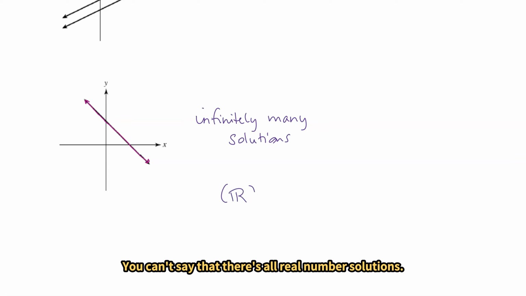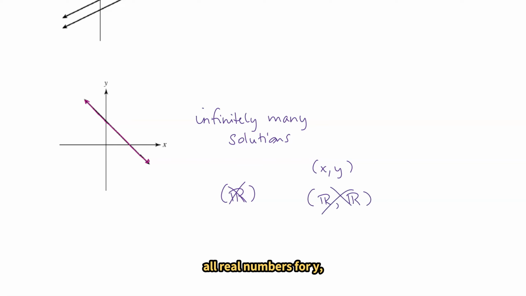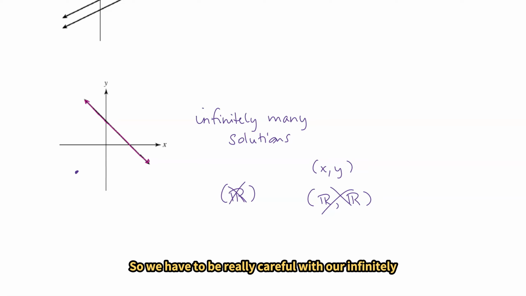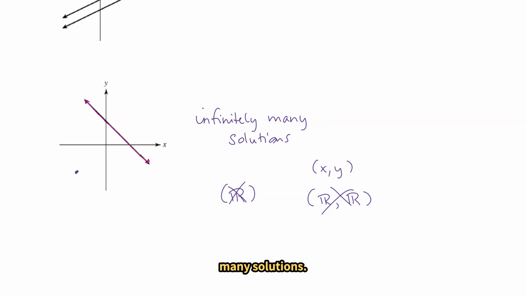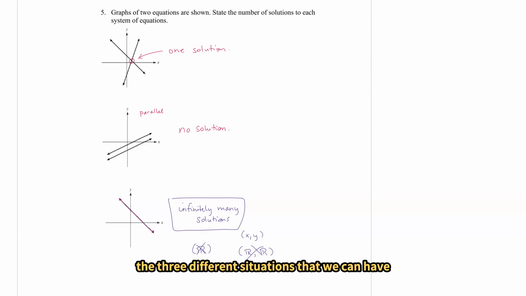You can't say that there's all real number solutions. We're talking about ordered pairs, x comma y. And it's not all real numbers for x and all real numbers for y, because this ordered pair way down here is not a solution to the system. So we have to be really careful with our infinitely many solutions. We will use that wording, and we're going to come up with an expression that will generate all of those ordered pairs for us.